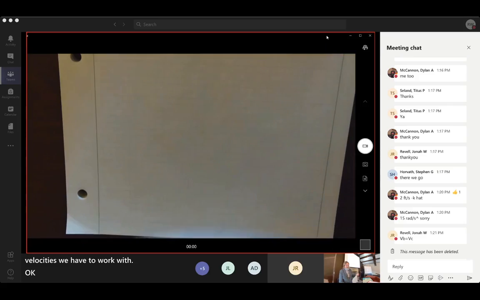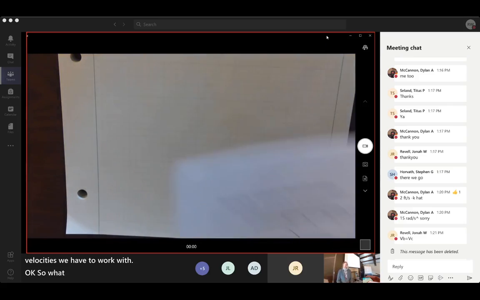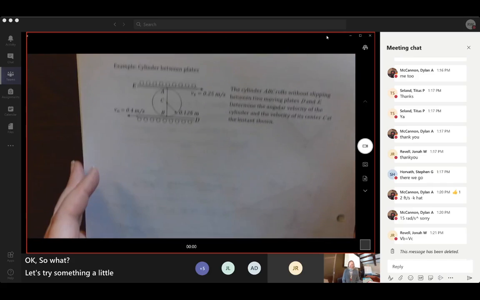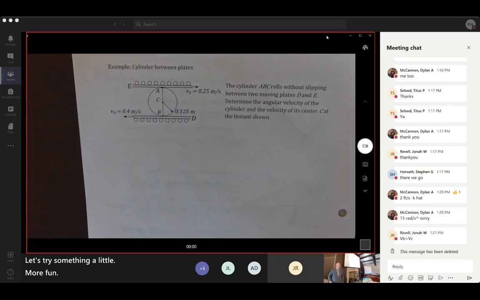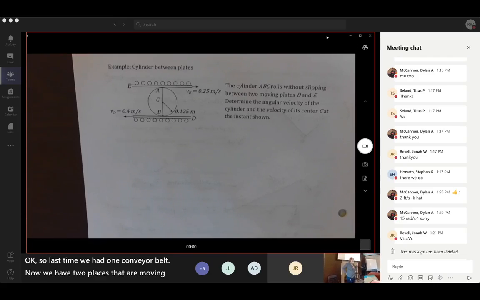Okay, so let's try something a little more fun. Last time we had one conveyor belt. Now we have two plates that are moving and a cylinder rolling in between them. They have different speeds and different directions. So we'll have to figure out how this is rotating based on that information. There's still no slipping.